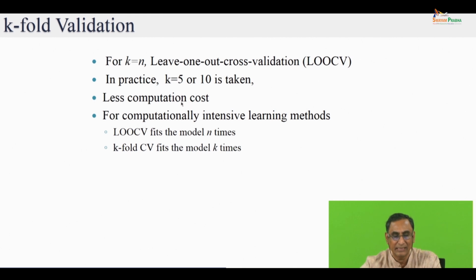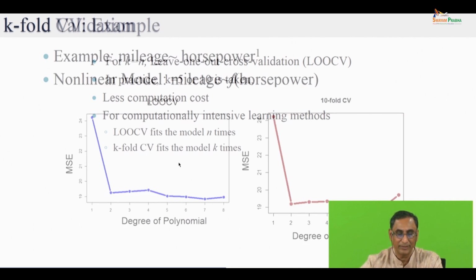This is obviously less expensive computationally as compared to leave one out cross validation, and as you see, leave one out cross validation will do a model fitting n times for every choice of the parameter, whereas k-fold cross validation will do the model building k times for every choice of the parameter.